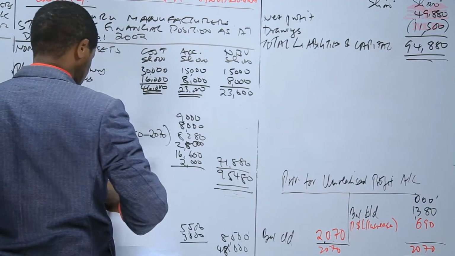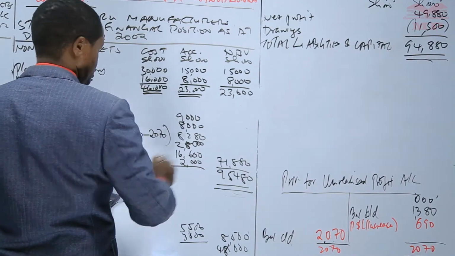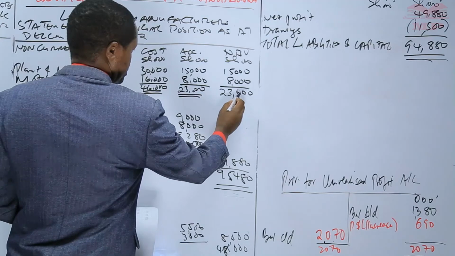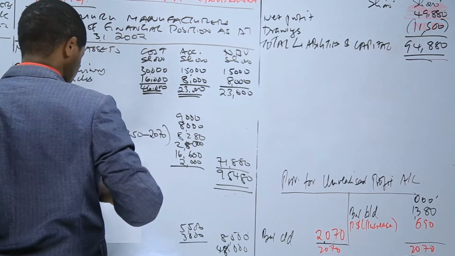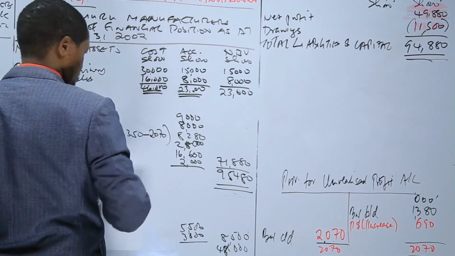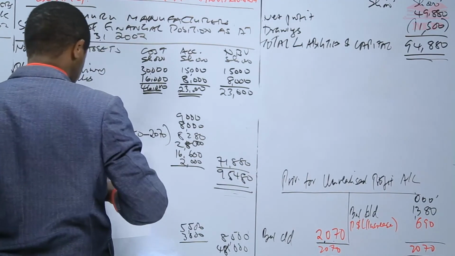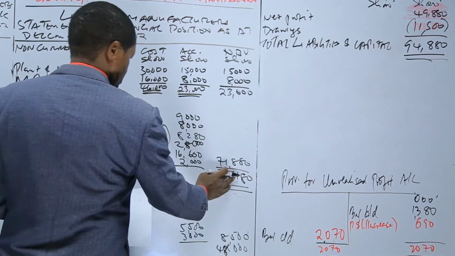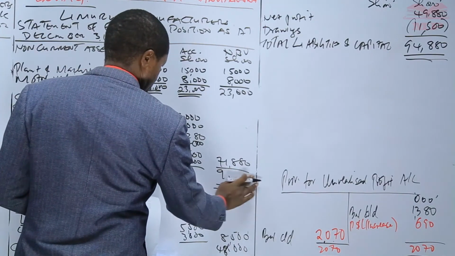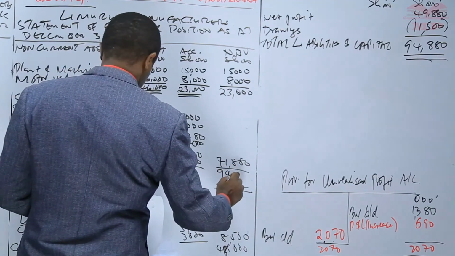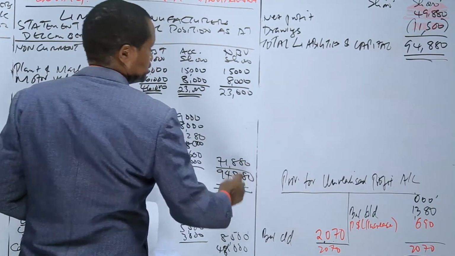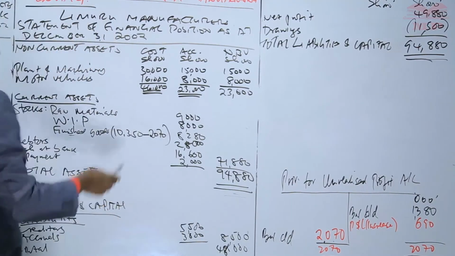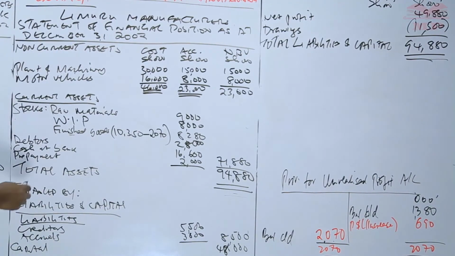It's 23 million plus 71,880, which is equal to 94,880. Total liabilities and capital must be equal to total assets.